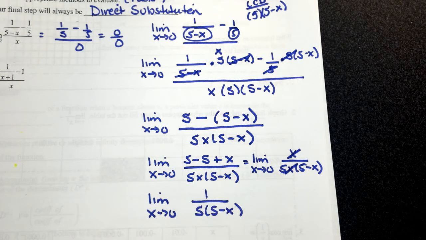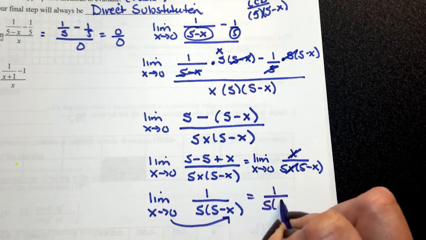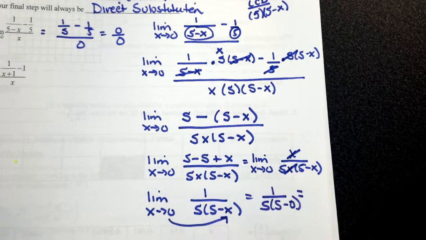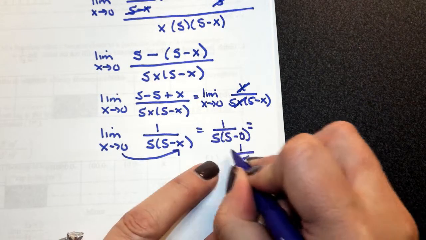Can I do any more canceling on that fraction? No. Now try your direct substitution again. Plug in 0 for x. So 1 over 5 times 5 minus 0. So what's this limit going to be? This limit's going to be 1 over 25.